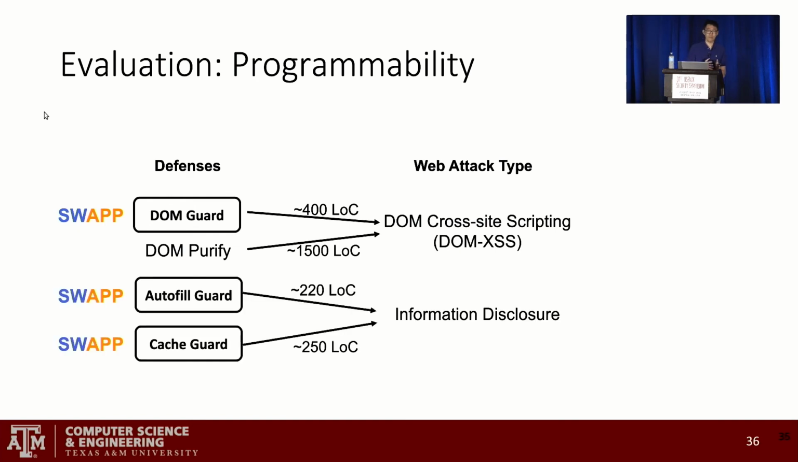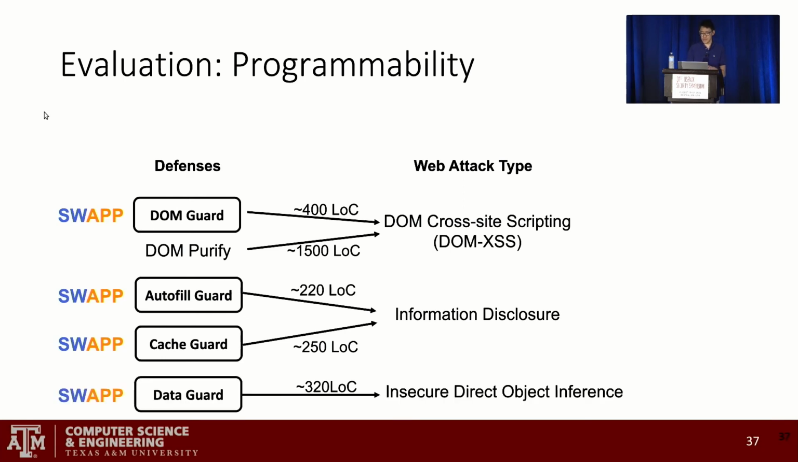We have also implemented Autofill Guard and Cache Guard, which can be used to mitigate information disclosure attacks, and they are used for different scenarios. These two apps can be implemented using only approximately 200 lines of code each. And we also implemented Data Guard using 300 lines of code, and this can be used to prevent or mitigate insecure direct object reference attacks.